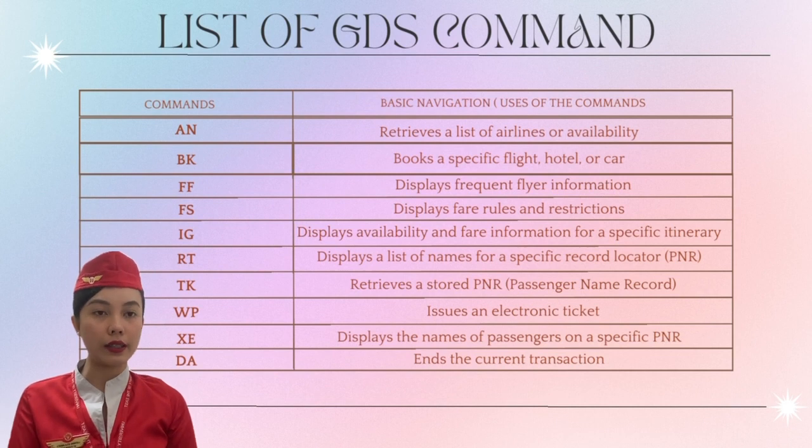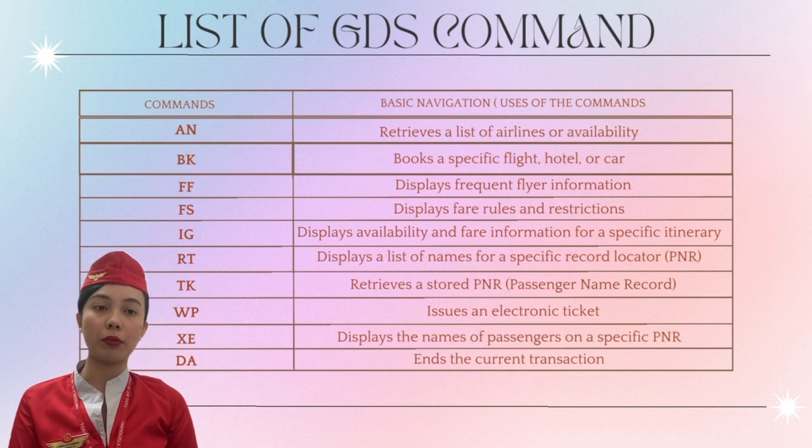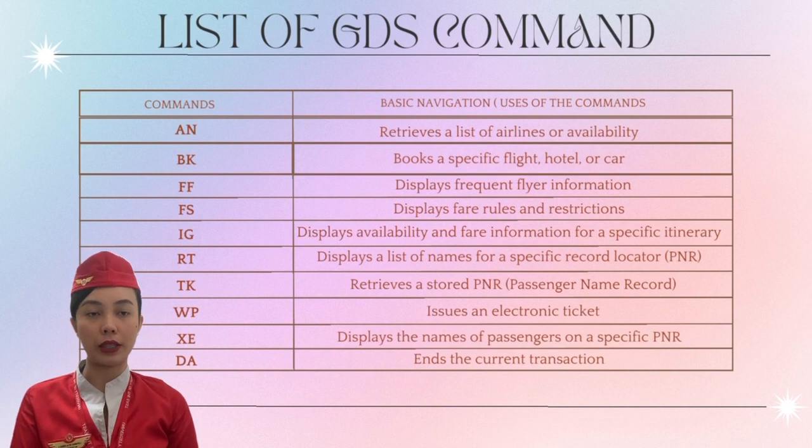First, to retrieve a list of airlines or availability, use AN. To book a specific flight, hotel, or car, the command is BK. FF command displays frequent flyer information, and FS command displays fare rules and restrictions. To display availability and fare information for a specific itinerary, the command is IG. To display a list of names for a specific record locator or PNR, the command is RT. TK command retrieves a stored PNR. WP issues an electronic ticket. XE displays the name of passengers on a specific PNR, and DA ends the current transaction.